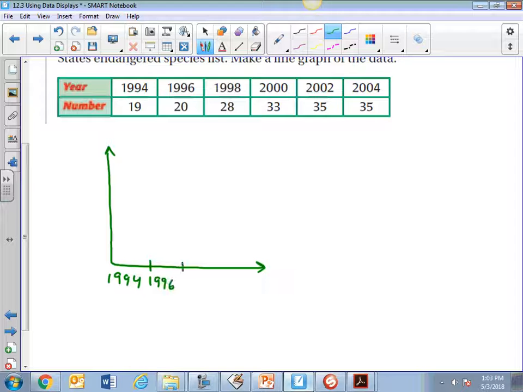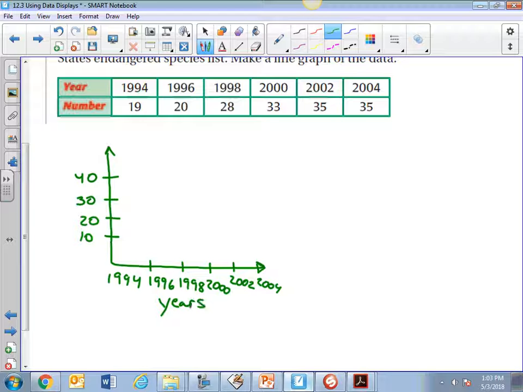1996, 1998, we got 2000. If you can write it sideways too, that'd probably be a little better than what I'm doing. And then 2004, okay? Okay, so the number on the side, let's go, since it goes with 19, it goes all the way up to 35. I believe the book on this goes by tens, okay? Let's go ahead and do the same thing. Let's go 10, 20, 30, and 40.